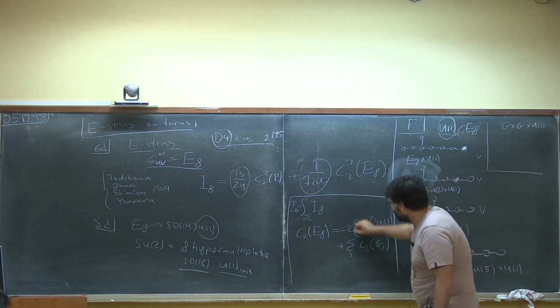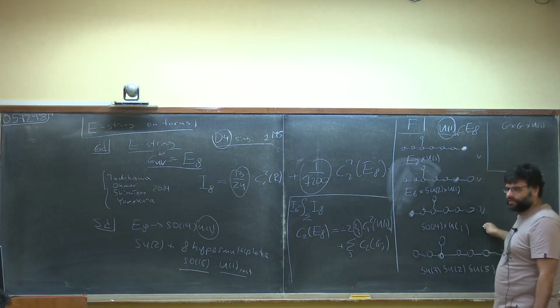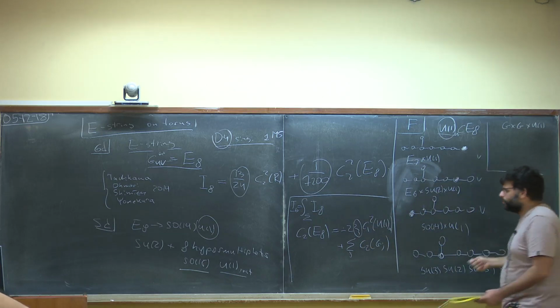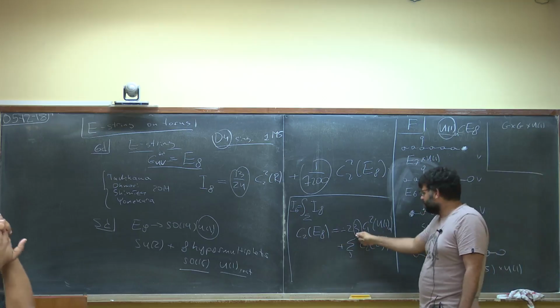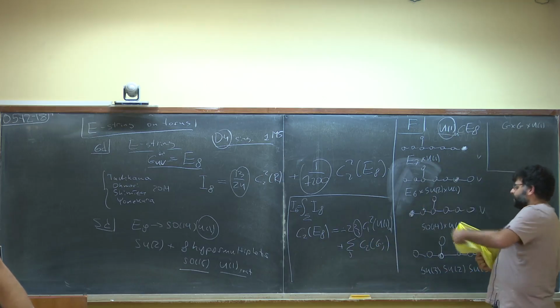And this number is important. This is a group theoretic number which appears here, which is different for different choices of the group. You do the group theory, you see how this decomposes, and you will get some number here. And let me just write what this number is.